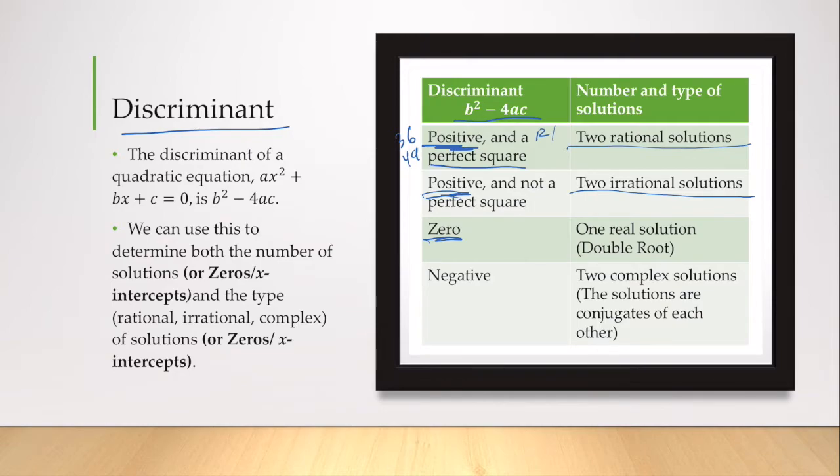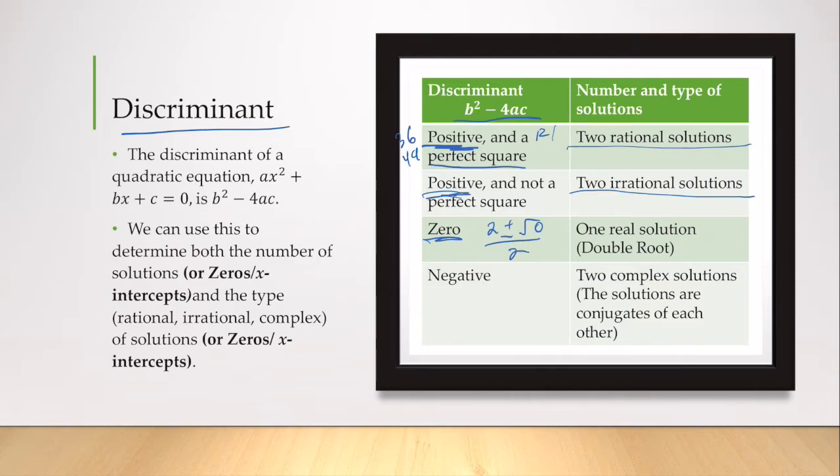That's what we call a double root. So if I had something like x plus 2 squared, that's going to be something like 2 plus or minus the square root of 0, over 2. Well, that's really just 1. So we'd only have one real solution.